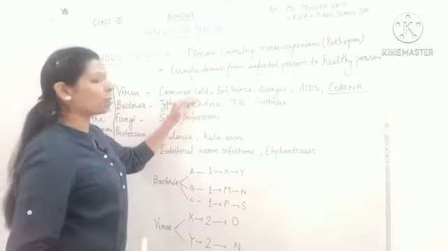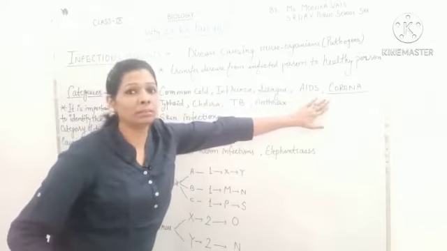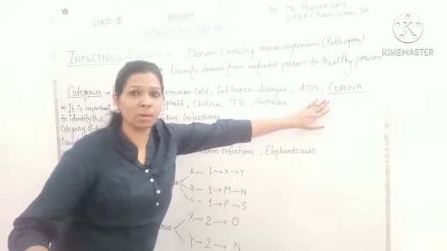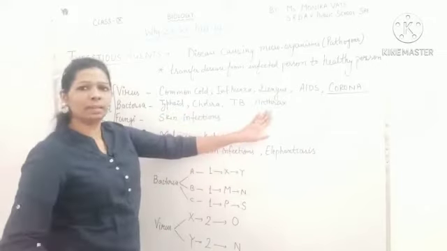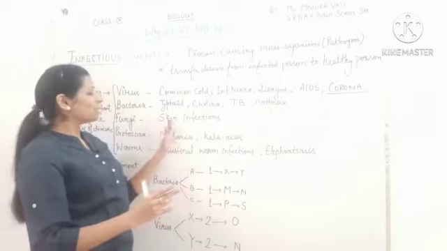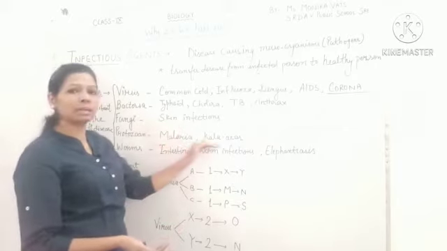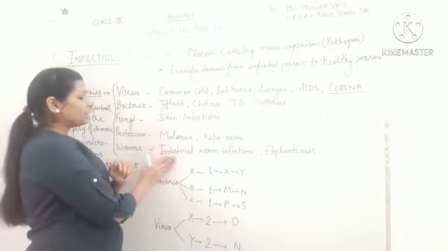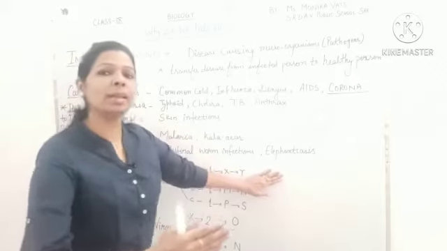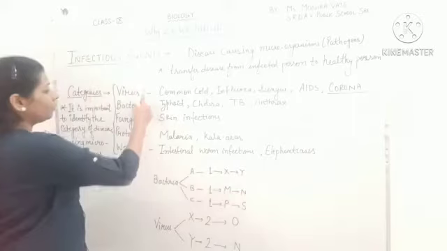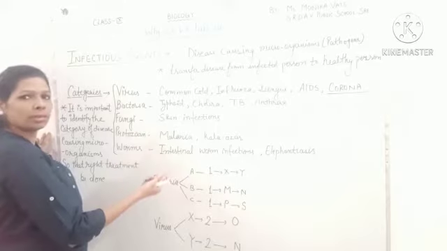Like viruses transfer common cold, influenza, dengue fever, AIDS and corona. That is very common, you know about it now. Bacteria transfer typhoid, cholera, TB, anthrax and so on. Fungi cause skin infections, and protozoans cause malaria and kala azar, which is a kind of fever. Worms cause intestinal worm infection and elephantiasis. These are the names of diseases transferred by different categories of microorganisms.